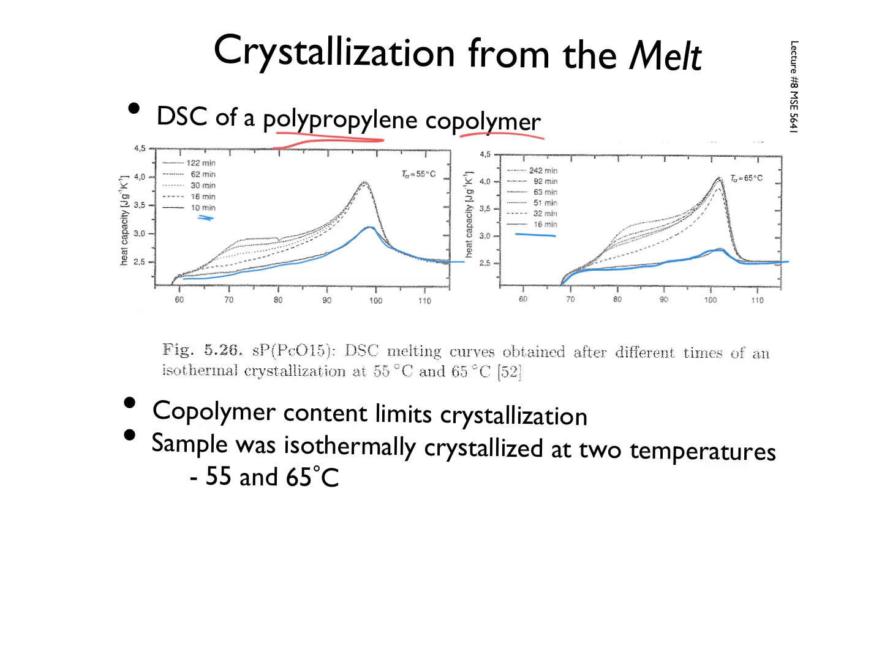Okay, so the copolymer content is limiting the crystallization that can take place. Again, keep in mind there's a separate experiment that involves this isothermal crystallization at two temperatures of either 55 or 65 degrees C for different amounts of time. Unfortunately, they're not the same amounts of time for each temperature. Okay, so we have this in one case.